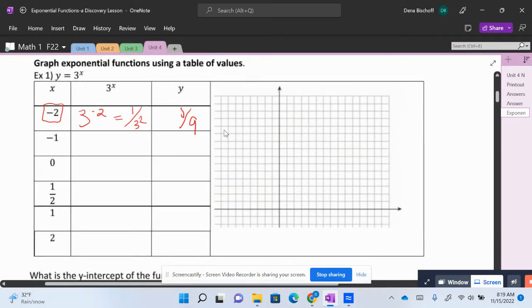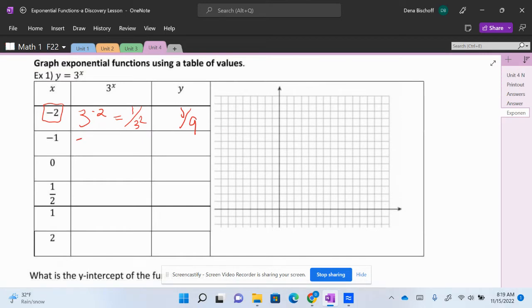Okay. So now let's do 3 to the -1 power. 3 to the -1 equals, well, that's the same thing as 1 over 3 to the power of 1, right? But we really don't write it like that. We just say it's 1/3. What about when 3 is raised to the power of 0? Well, let's see. 3 to the power of 0 equals, anything to the 0 power is 1. Good job.